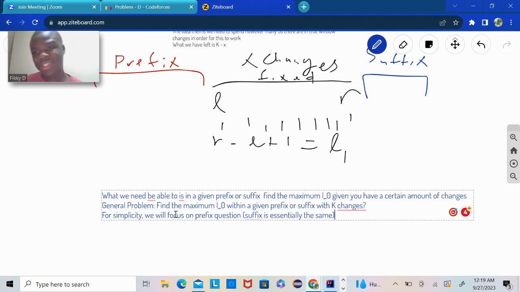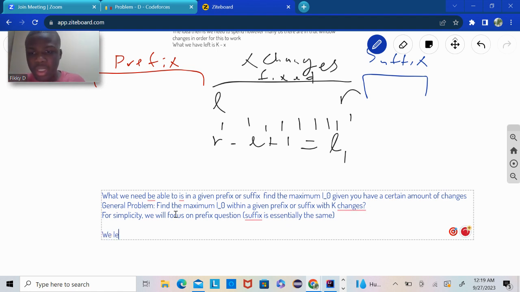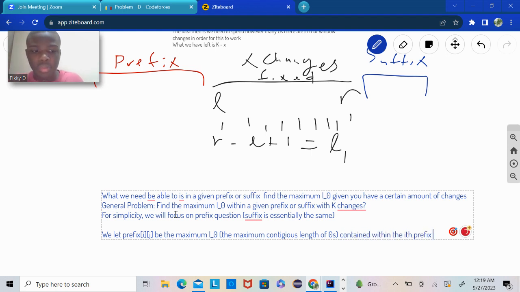So what does this motivate? This sort of motivates dynamic programming. The motivation behind this is just recognition, because this is what we want by definition. So we let prefix ij be the maximum L0, and let's rigorously define this: the maximum contiguous length of zeros contained within the I prefix, ending no later than I.